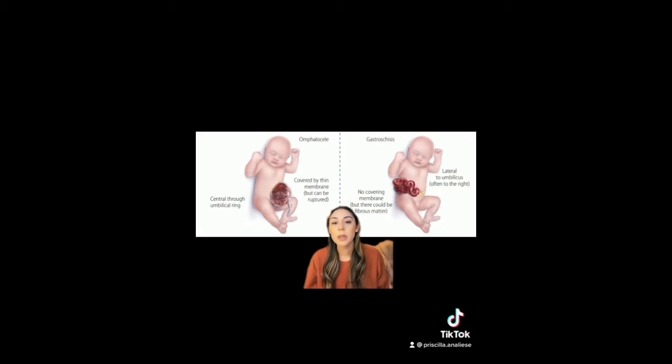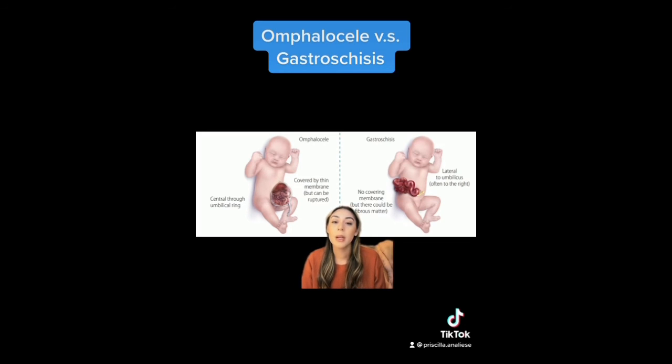So I just want to touch base on the difference between omphalocele and gastroschisis. And with omphalocele, it is covered by a thin membrane, but it is important to remember that it can rupture, but it'll just be like an outpouching on ultrasound that you'll see the bowel within, but there will be that thin lining surrounding. With gastroschisis, you will have no membrane covering the intestines.